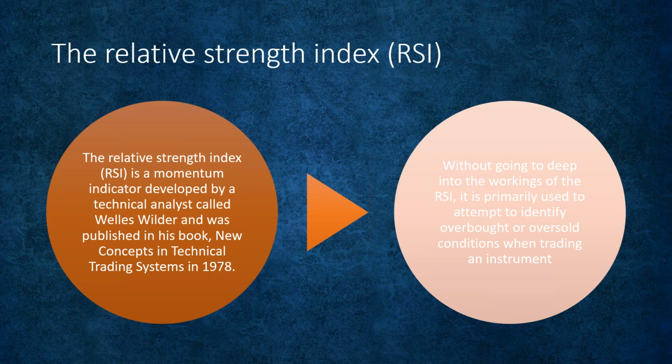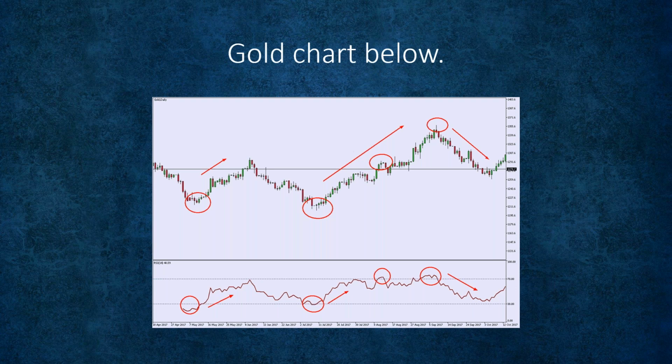Without going into the deep innermost workings of RSI, it is primarily used to attempt to identify overbought and oversold conditions when trading an instrument. Over the years, RSI has been tested in Forex trading, CFD trading, commodities trading, futures trading, option trading, ETFs, all the new markets that have opened up, and has been found to be reliable whether you're trading gold or the euro, whether you're trading long-term or investing long-term or trading short-term.